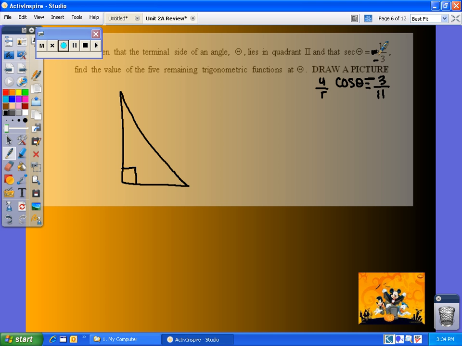Okay, so imagine if we were going left. So I am going to draw an axis, just so that I'm sure that I'm in the second quadrant.